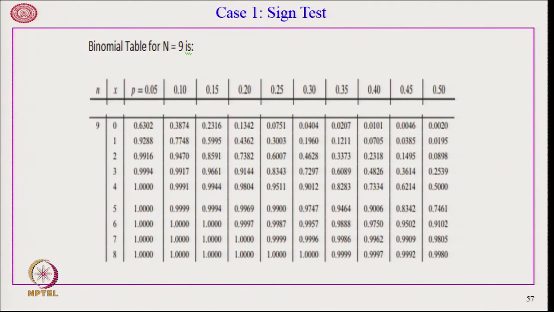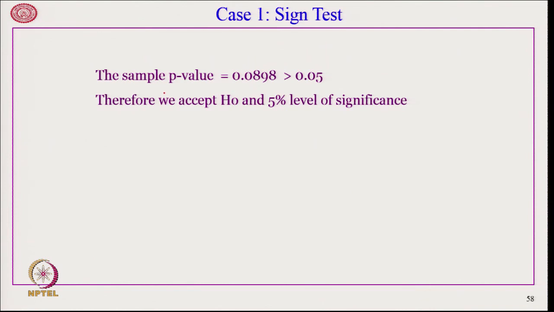From the table we get when n is equal to 9, the cumulative probability for 2 is 0.0898. Since this sample p value, which is 0.0898, is greater than 0.05, therefore, we accept H naught at 5% level of significance. So, this I have explained to you.